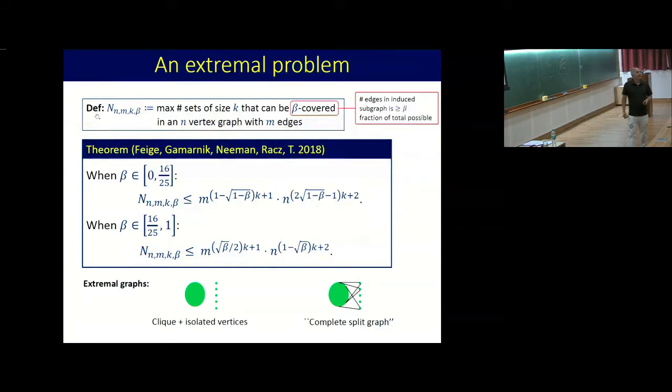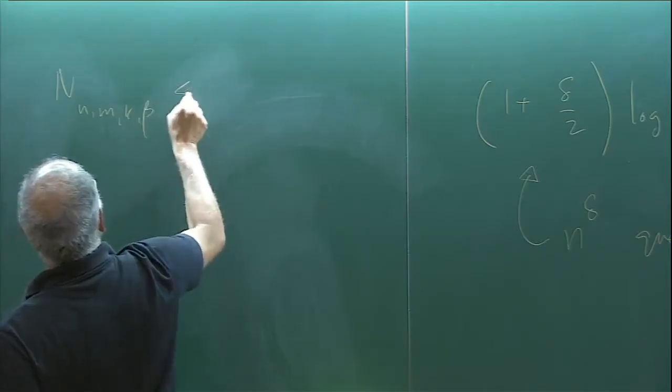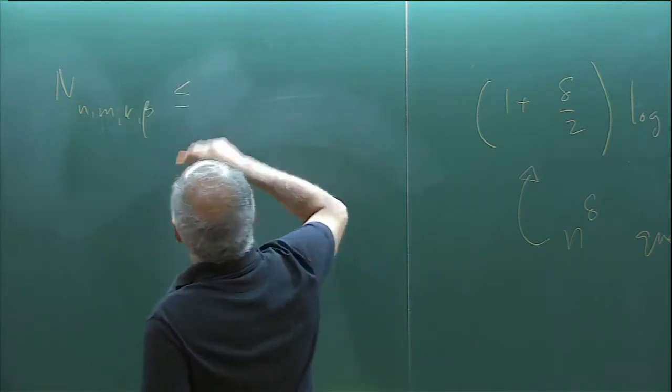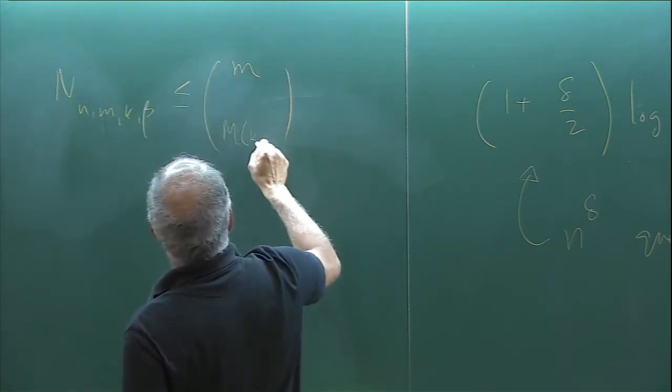What's the connection to this? I don't think I have a slide on that now. So the connection is, you can bound the little m, k, beta by something else. You make up another quantity.